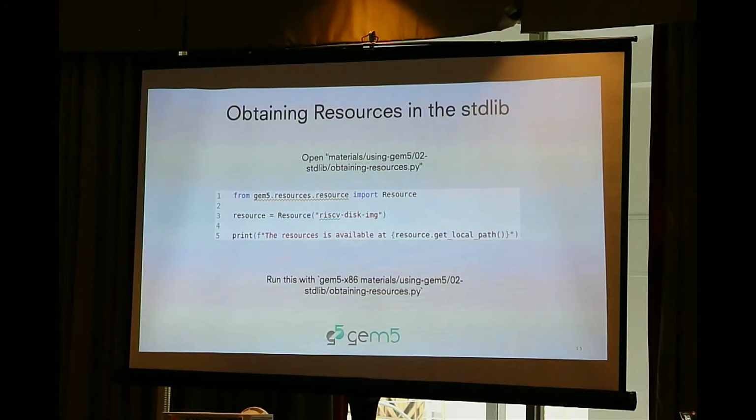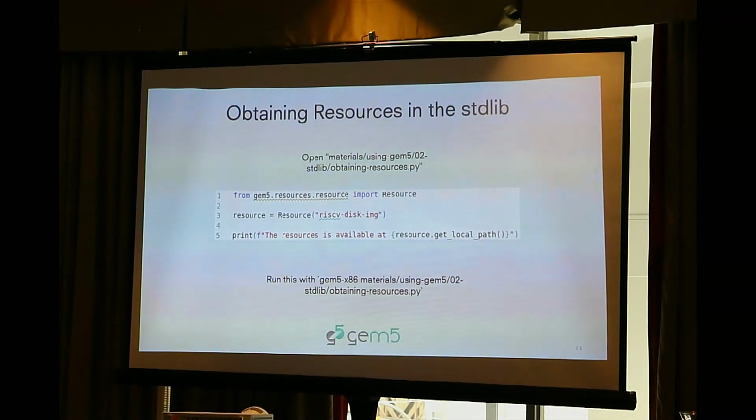And if you run this command here at the bottom of the screen, this gem5 x86, and then the path to this file, what's going to happen in this script is the gem5 standard library will look up the RISC-V disk image and see if it's available in your current system. And then if it's not currently available, it will download it for you onto your system automatically. And then it will print where that resource exists on your system using that last line there.